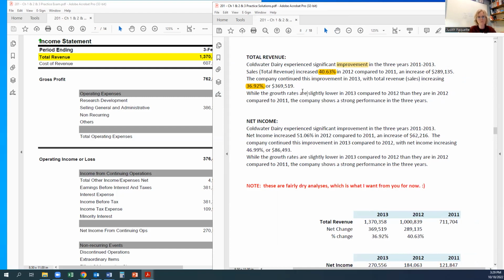So sentence number one, tell me if the trend is favorable, unfavorable, or neutral. Set the context. How many years are we talking about? Do we have to use the words favorable, unfavorable, and neutral? No, you can use words that mean the same thing. Okay. So I would say improvement means the same thing as favorable.